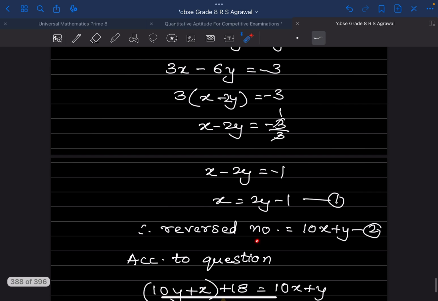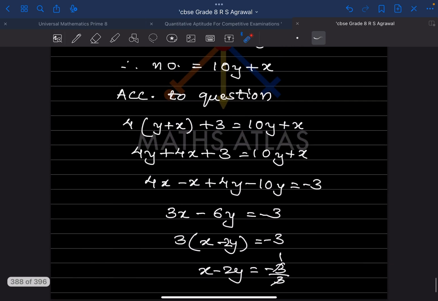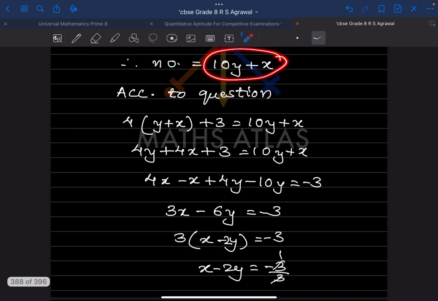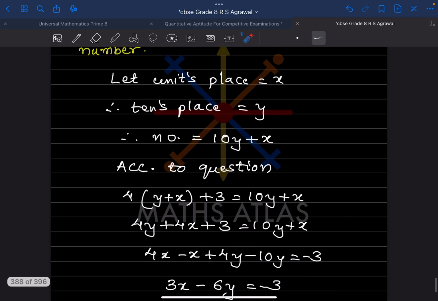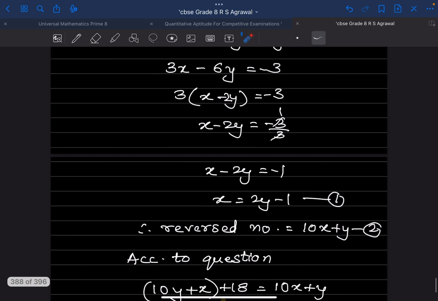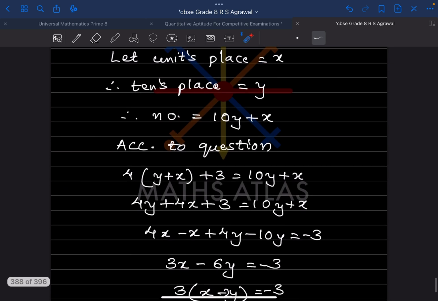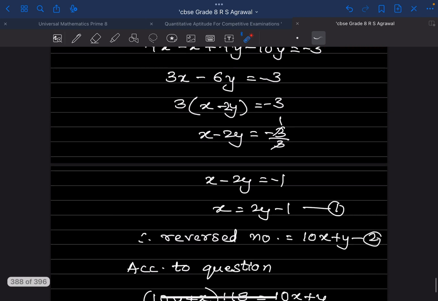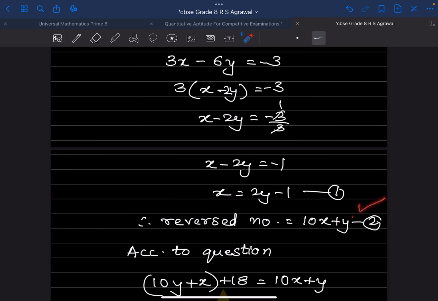So the reverse number is going to be what? This was the number. When you go in reverse, this is going to be y and this is going to be x. That is going to be 10x because the place changes. Here we consider x as the tens place, so this is going to be y into 1 and x into 10. So that is going to be 10x plus y. So this is equation number 2.